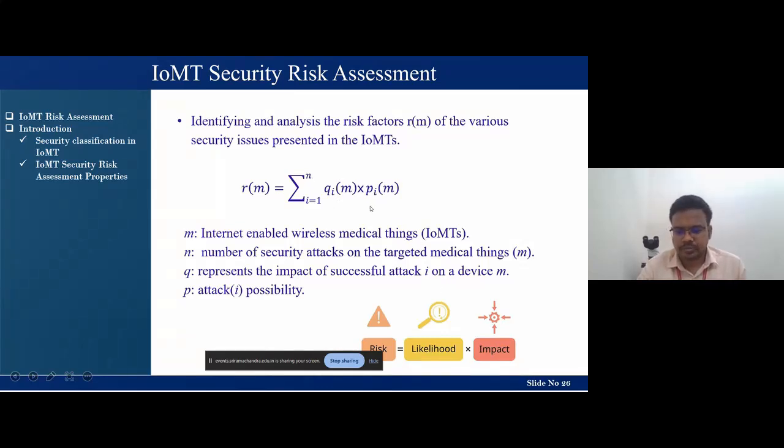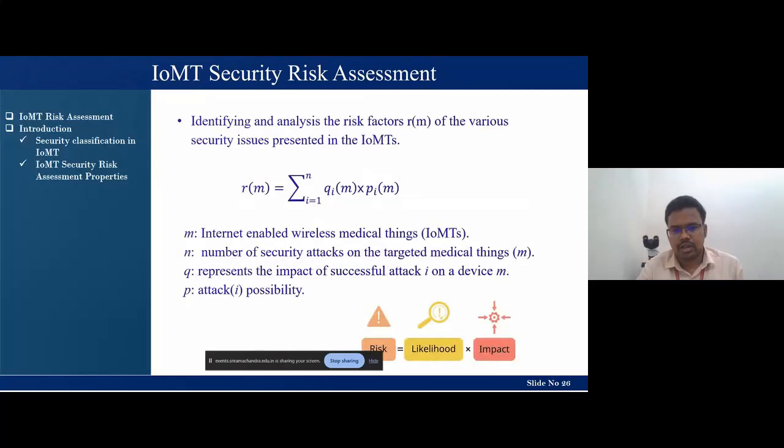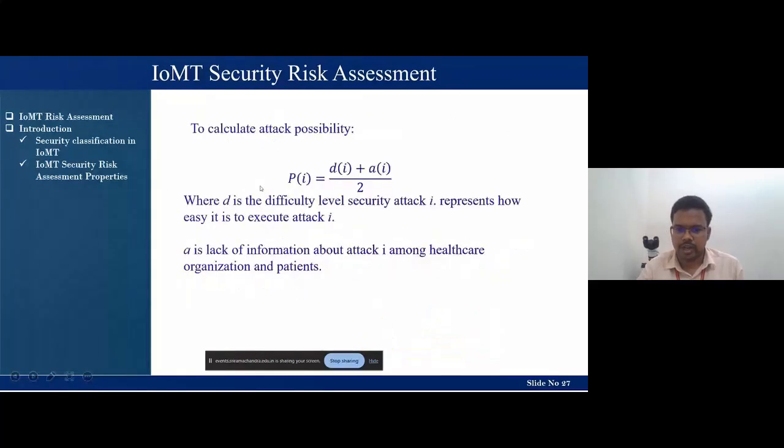So in this, the P of I is the attack, P is the probability. Probability is nothing but the likelihood. To identify the likelihood, we need to use this formula. So we can replace this P of I value here, and we will be able to identify the risk factor value.